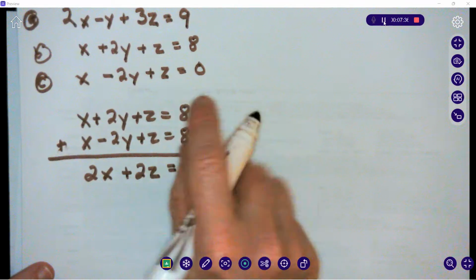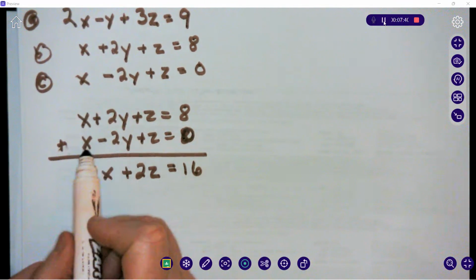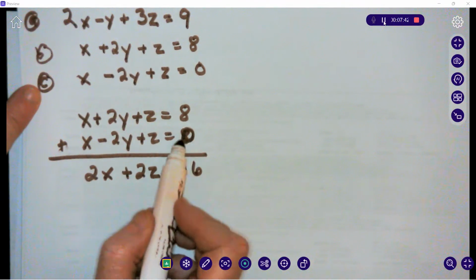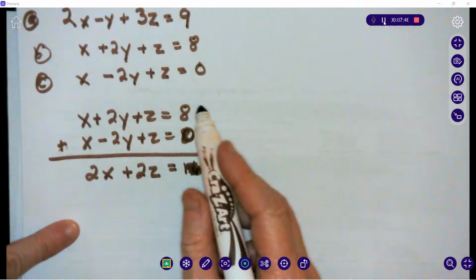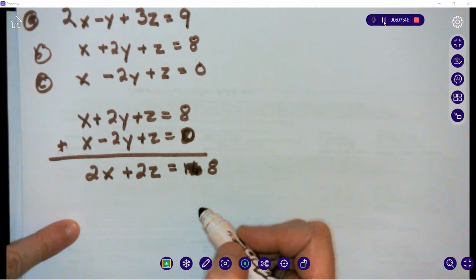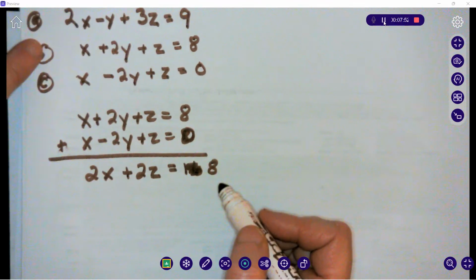I'm sorry, I made a mistake here, because this should be 0. This equation C should be set equal to 0, so that means our equation added together, 8 plus 0 would be 8. Sorry about that. Okay, we did B and C, and now we're going to do A and B, and we're going to try to eliminate y.